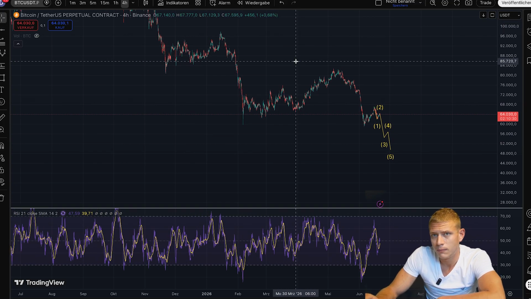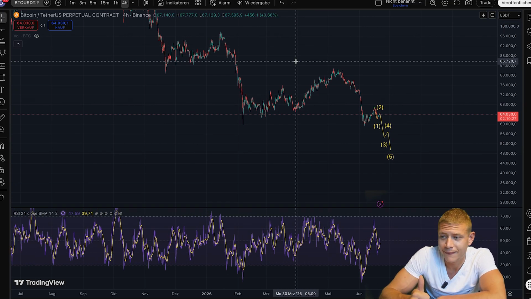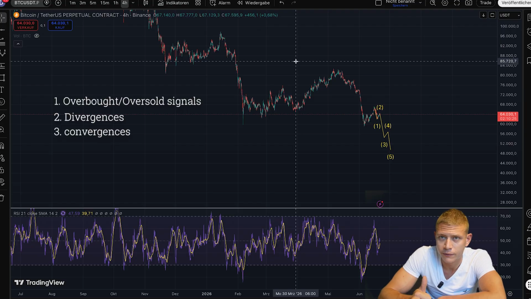First of all, normal buy and sell signals. Second of all, divergences, and third of all, convergences. You need to understand these three concepts really well, and it is very necessary that you do. Then you're absolutely set to use the RSI indicator for life. You will be an RSI pro.